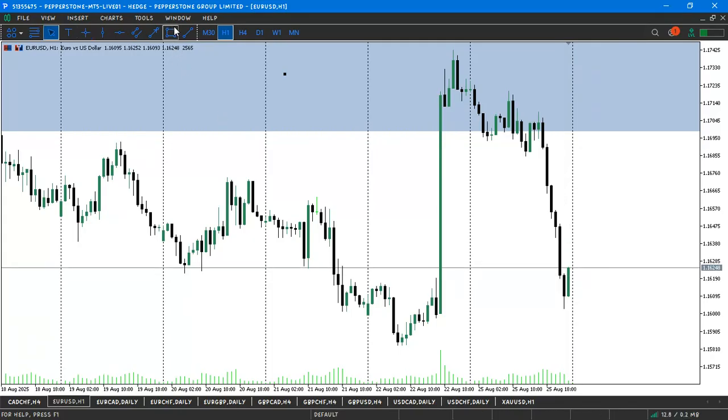Also, notably, we should have targeted this origin of the upward move as our take profit, since it was the source of this imbalance here. And that is my analysis for the Euro USD.